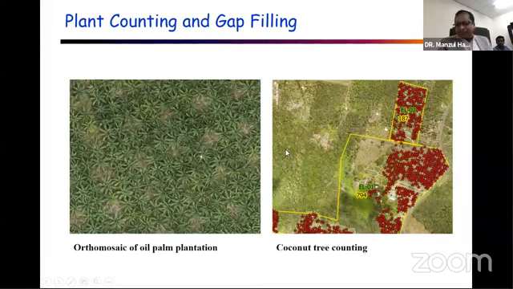There is a very big typhoon, and it damaged the coconut trees to a great extent. The government compensated by each tree, so it is very difficult to know how many trees and where. But if you fly a drone, you can count the damaged trees and also compensate the farmers. So this is one of the countries that has done it.